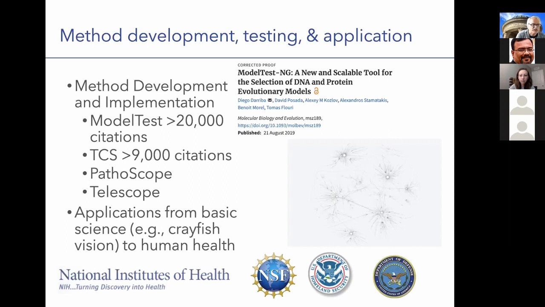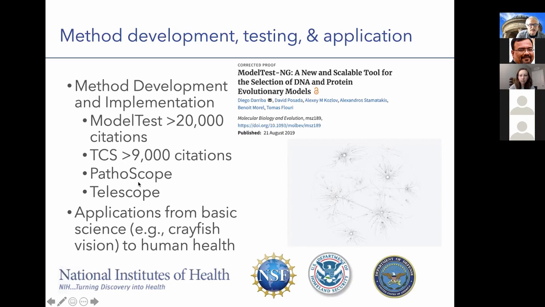Our most cited piece of software is something you might have heard if you've done phylogenetics, something called Model Test that optimizes models of evolution for using in phylogenetic software with over 20,000 citations. We actually have, Susan talked about in the talk earlier today, these networking approaches. We have a network approach called TCS. This is a TCS network of over 7,000 COVID viral genomes that we put together early on in the pandemic just to get an idea what was going on. Our newer software, Pathoscope and Telescope, are all about microbiome. And those are the two that I'm going to be focused on today.